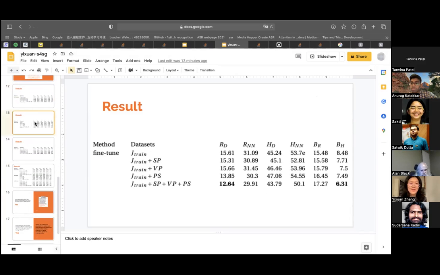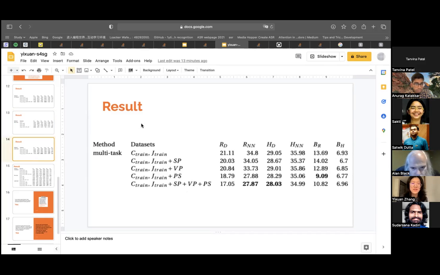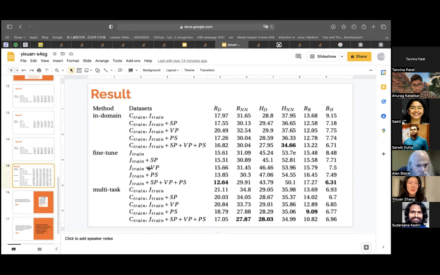Okay. I will go briefly over all the other results. So this slide is about the fine-tuned results. As we can see, the lowest bias comes when all the data augmentation techniques are applied. And this slide shows the results from multitask learning. As we can see, pitch shifted data leads to the lowest bias in read speech. But we can also observe that applying all the data augmentation techniques does not necessarily lead to the lowest word error rate or lowest bias. This is the results for all of them.